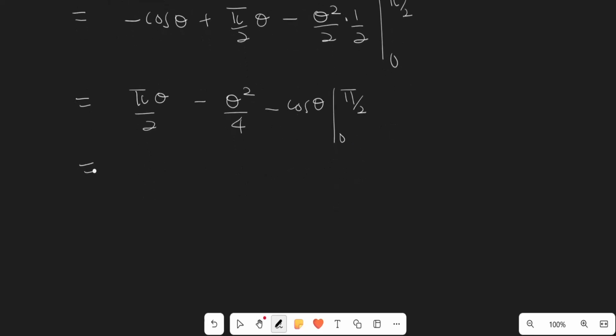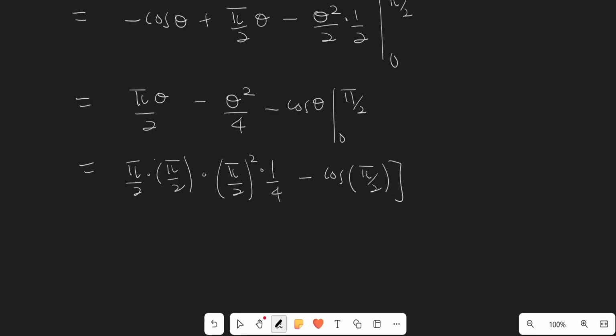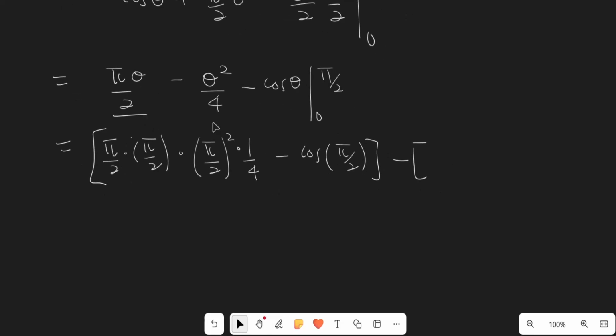Now let's plug in our limits. So we have pi times pi over 2. So pi over 2 times pi over 2. This is pi over 2 squared times 1 over 4, minus cos of pi over 2. This is the upper limit. Lower limit, what do you get? Lower limit, this is 0. This is 0.